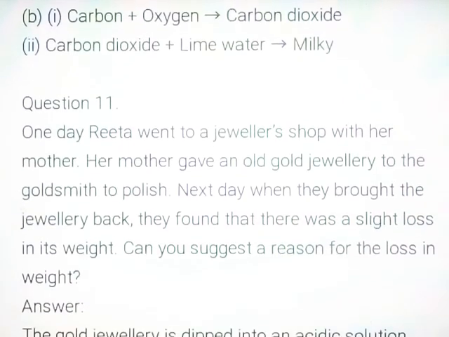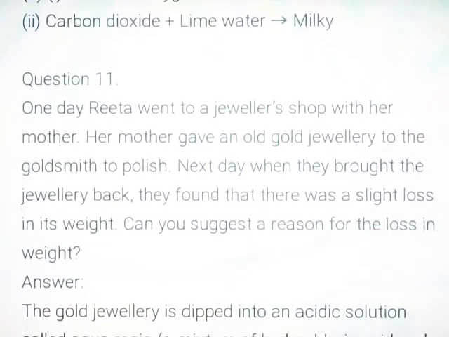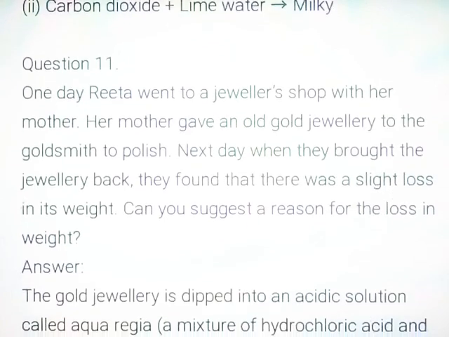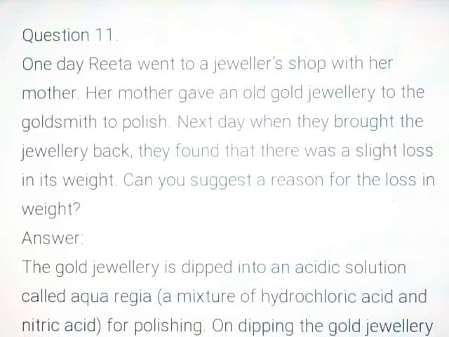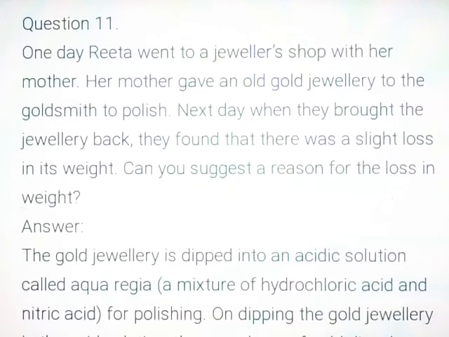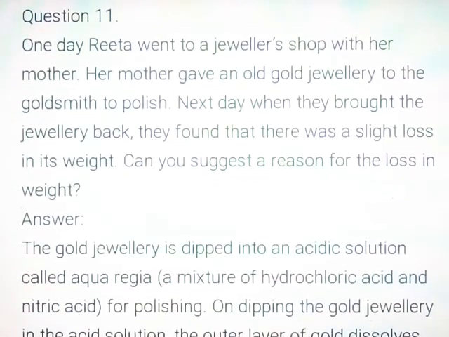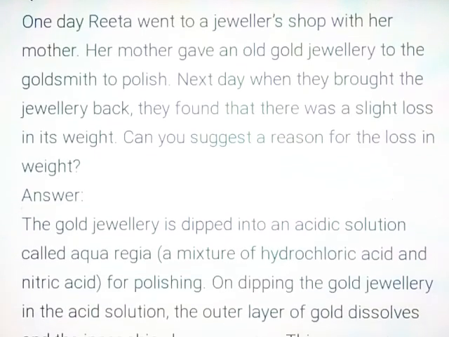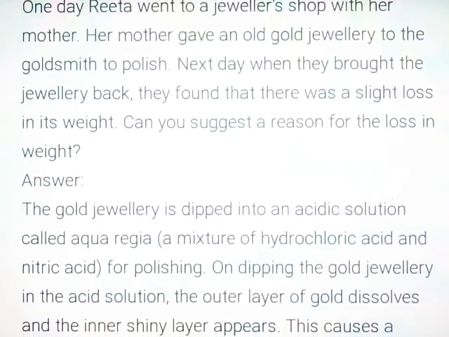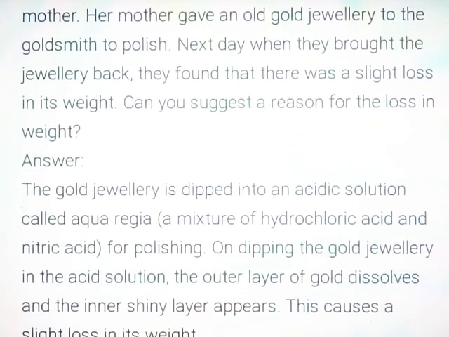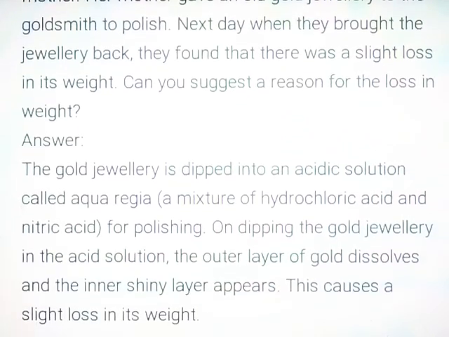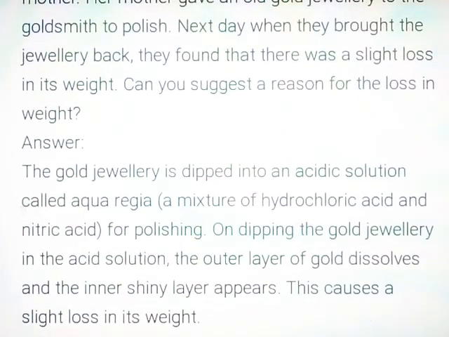Question number 11. One day Rita went to a jeweler's shop with her mother. Her mother gave an old jewelry to the goldsmith to polish. Next day, when they brought the jewelry back, they found that there was a slight loss in its weight. Answer, the gold jewelry is dipped into an acidic solution called aqua regia, a mixture of hydrochloric acid and nitric acid, for polishing. On dipping the gold jewelry in the acid solution, the outer layer of gold dissolves and the inner shiny layer appears. This causes a slight loss in its weight.